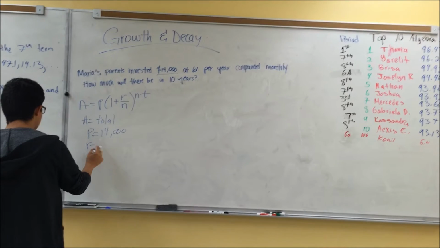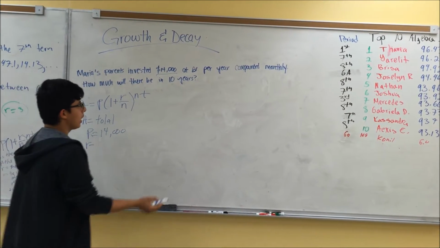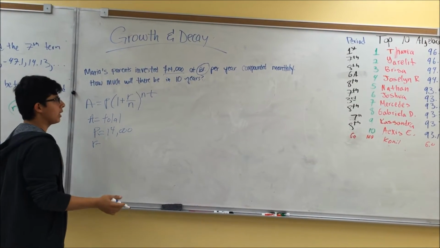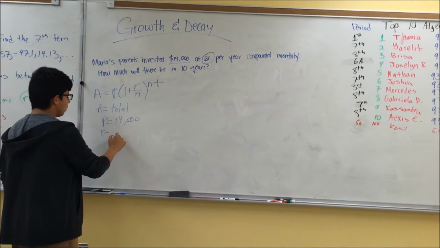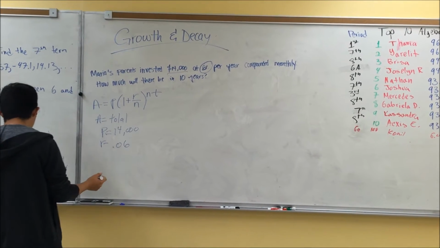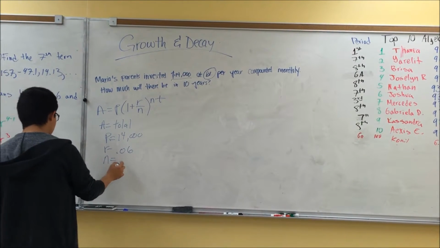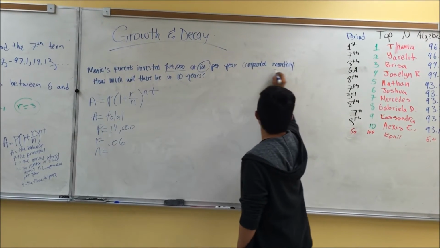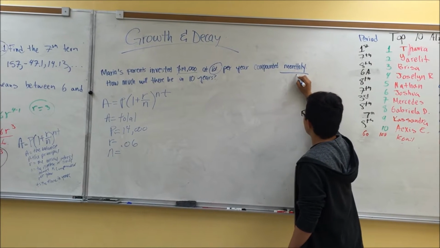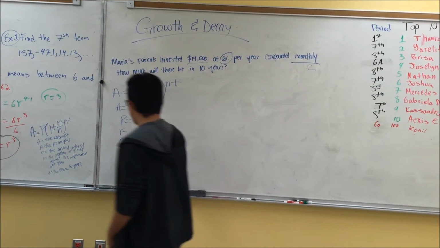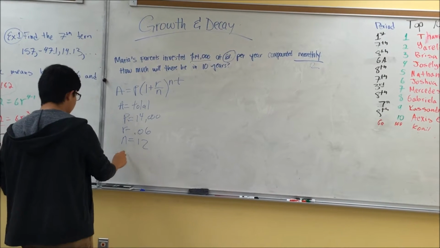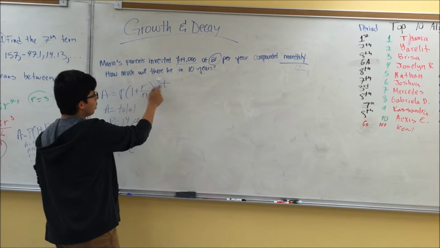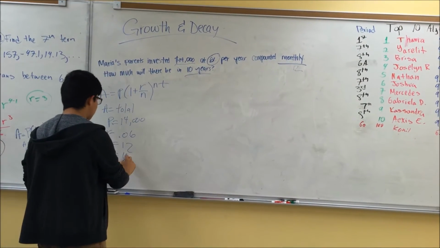R is the annual interest, and the annual interest is 6%. We're going to have to put it in decimal form, so it's going to be 0.06. N is the number of times it is compounded per year, and it is compounded monthly, so it's going to be 12 months. So N is going to be 12, and T is the time in years. They're asking us how much will there be in 10 years, so it's going to be 10.